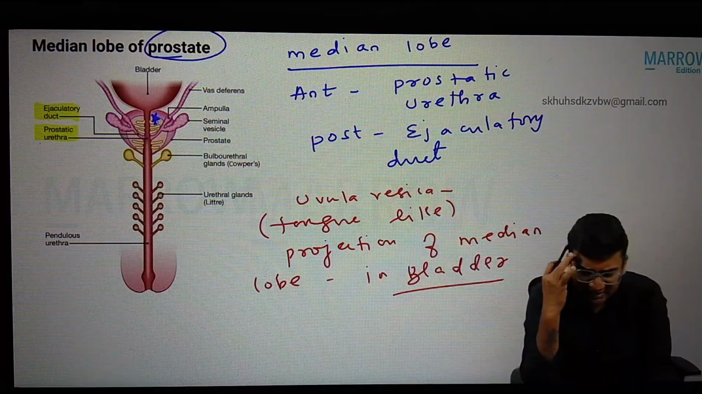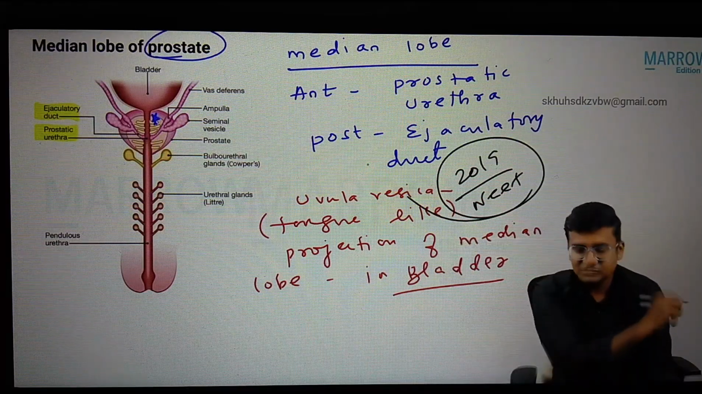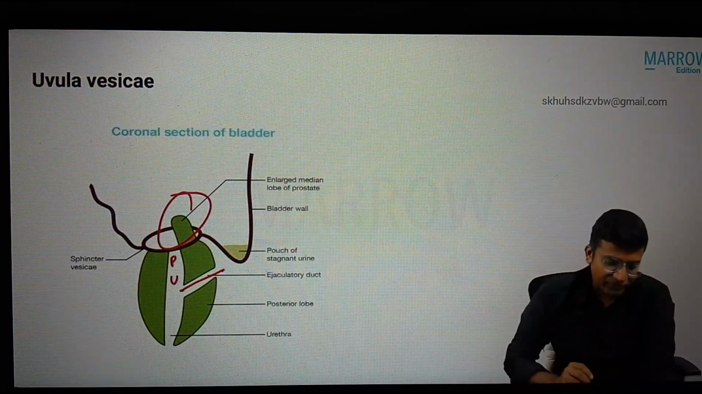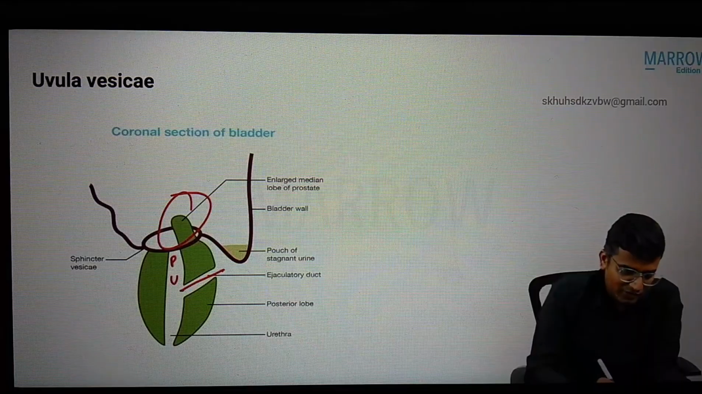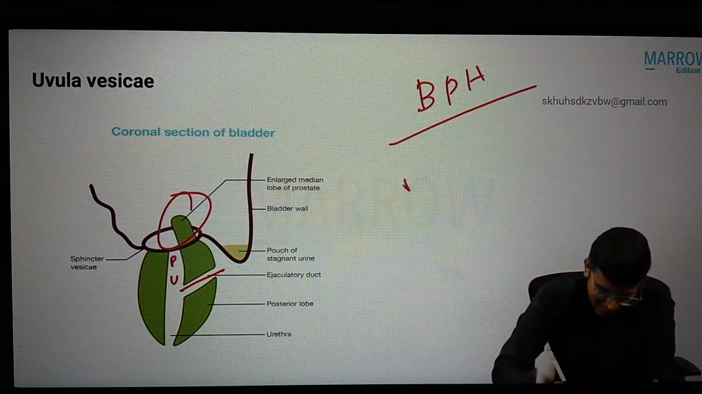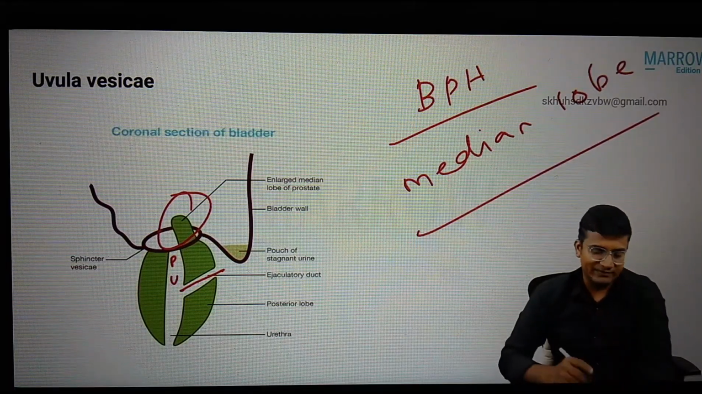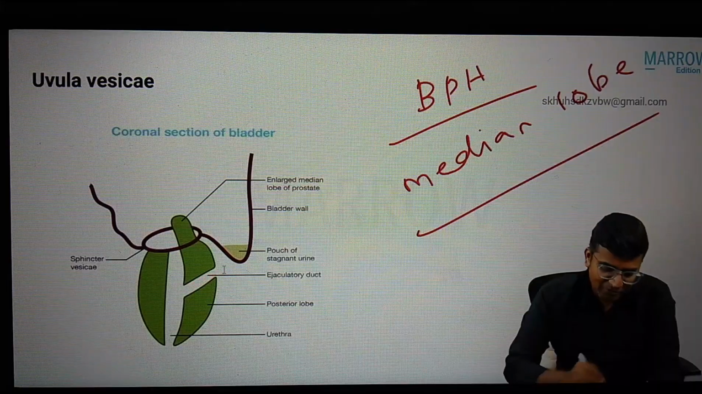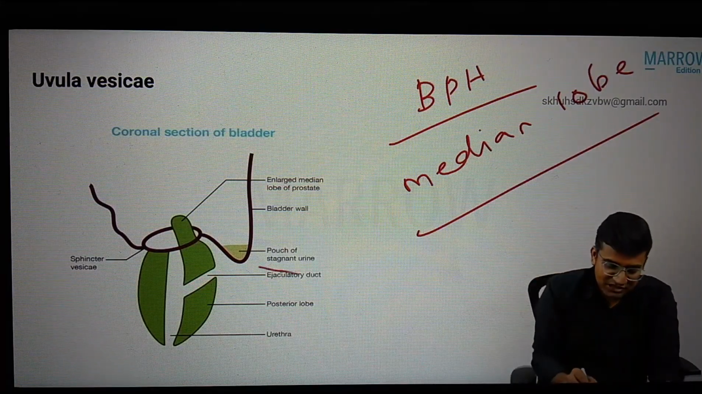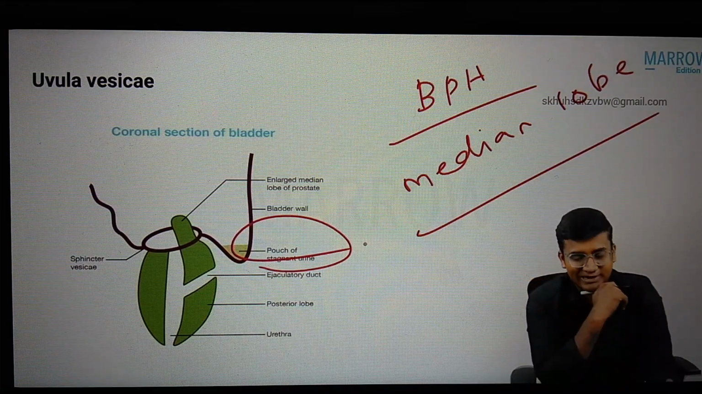In the 2020 NEET exam, they gave this question. Not the 2019 NEET exam, we got this question: uvula vesicae is a part of what? Okay. Next one. Now, in the case of BPH, BPH is most commonly seen in the median lobe of the prostate. In BPH, this median lobe, this uvula vesicae, is enlarged, which in turn leads to stagnation of urine. The patient is not able to completely empty the bladder.